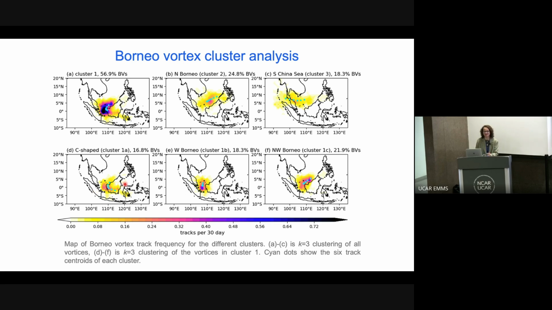Sometimes I just call them C-shaped vortices, but this always refers to the shape of the track. Then we have a cluster where the vortices occur in the western part of Borneo, and you can see these are clearly the ones that are more quasi-stationary. They don't move very far. And there's a cluster where they're moving in the northwestern part of Borneo, much closer to the sea, and the northern Borneo vortex cluster. And it's these 5 clusters that we're going to investigate in a bit more detail now.